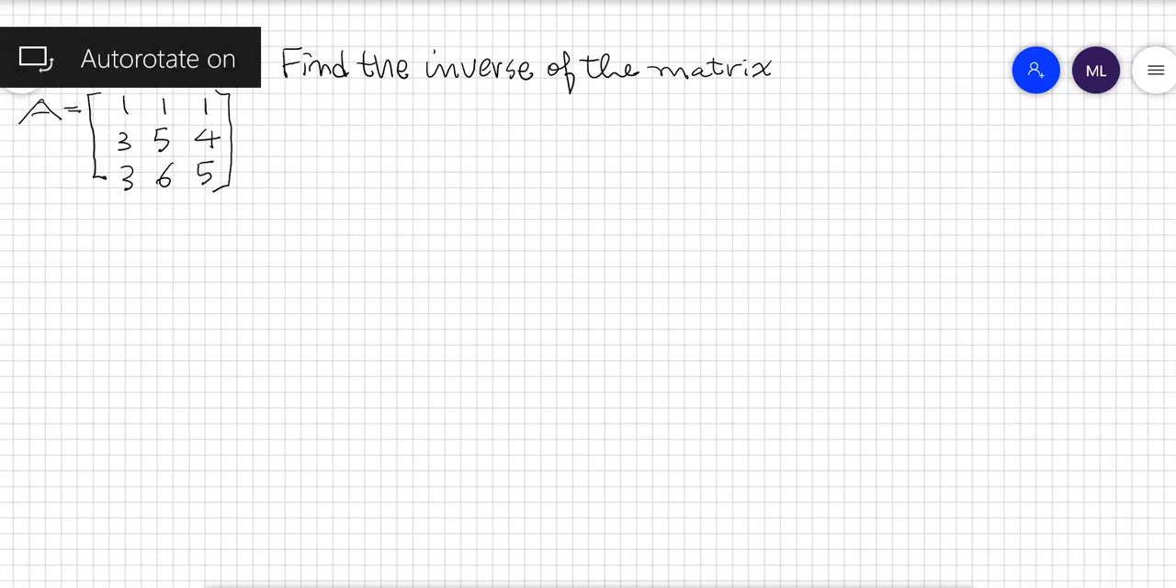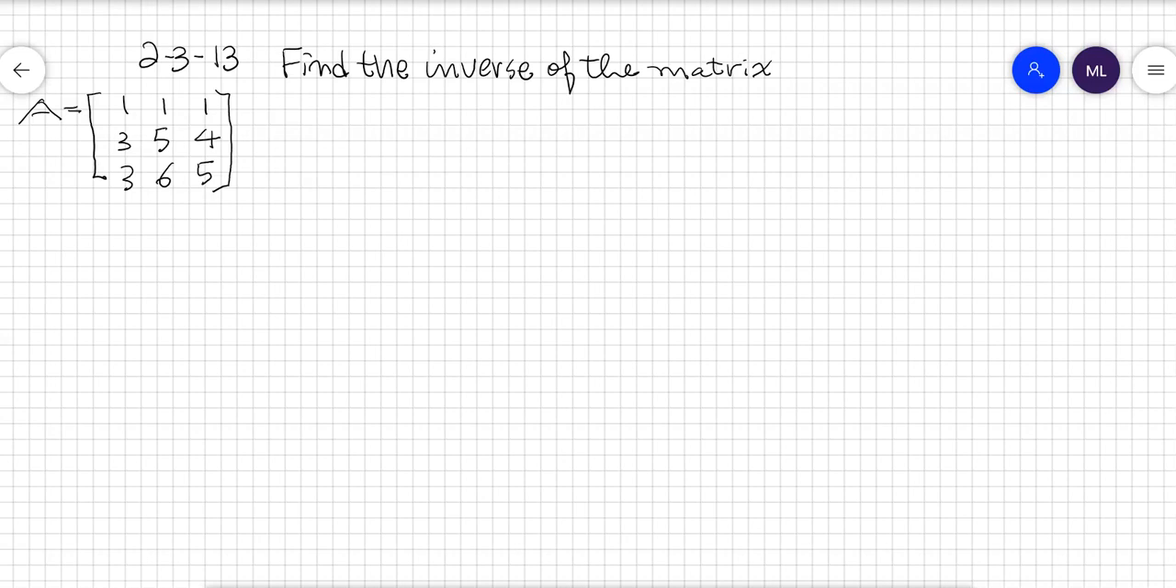Okay, in this question, we'd like to find the inverse of the matrix. So, in other words, we need to find A inverse. To find A inverse, what you need is you join the identity matrix side by side.